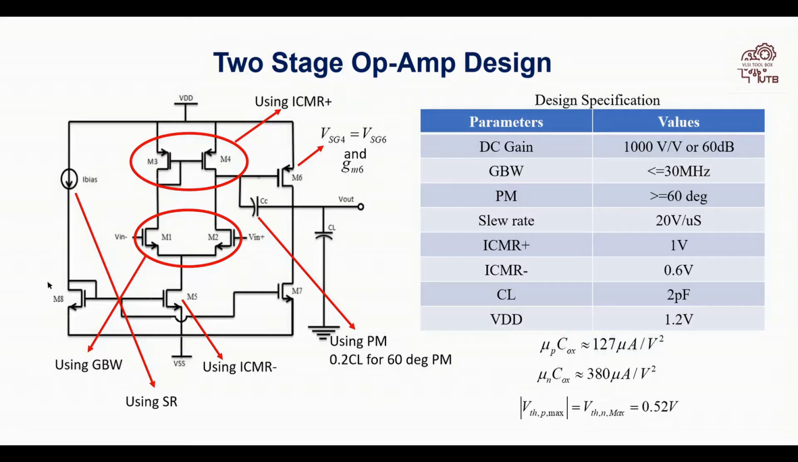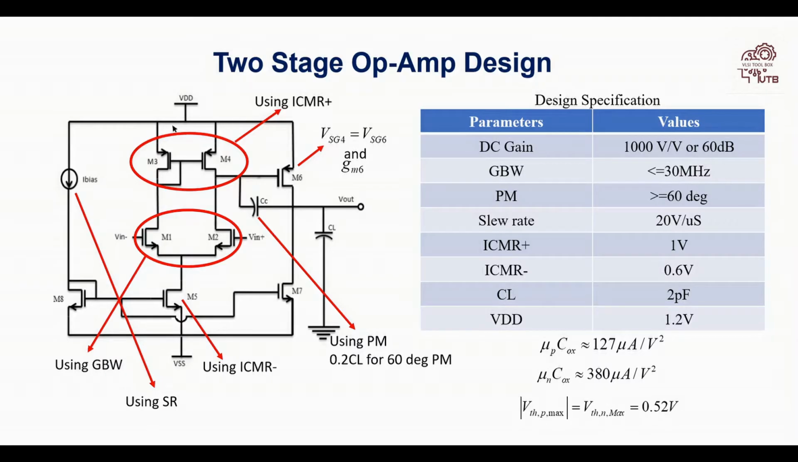So this is the basic two-stage op-amp circuit, and I have chosen some design parameters or design specifications, according to which I am going to design the op-amp. And these are the constant parameters, that is mu p Cox and mu n Cox values of TSMC65nm technology. You can use these values in your design. And these are the VTH values, threshold voltage for PMOS and NMOS, it is 0.52 volt.